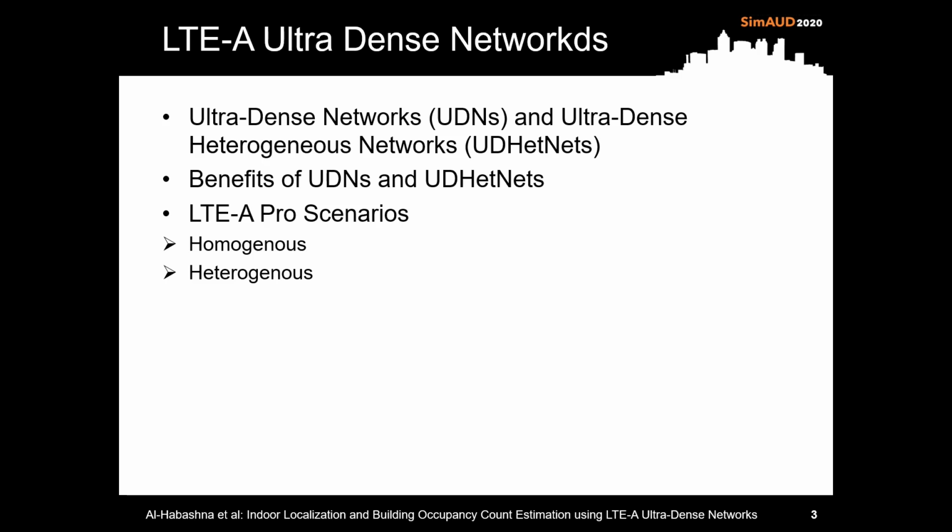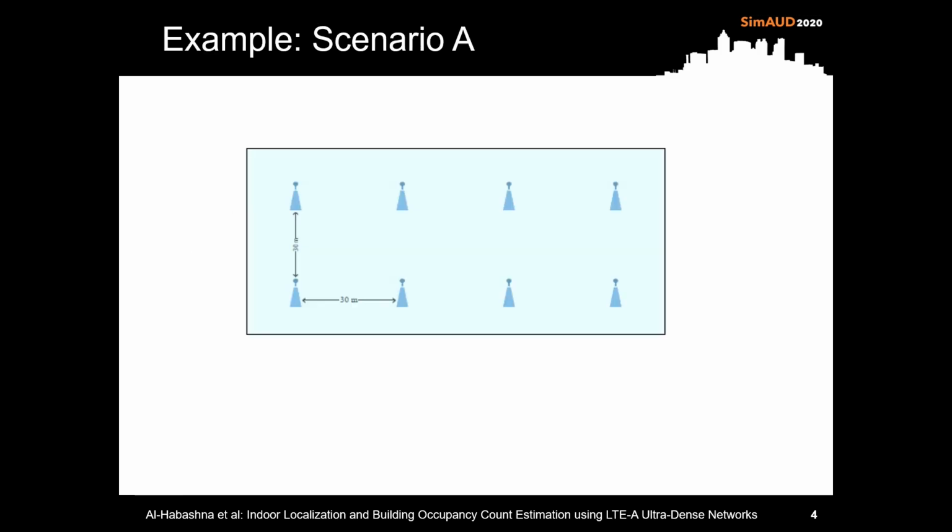These include scenarios for homogeneous ultra-dense networks where similar elements are employed, such as picocells, and also scenarios for heterogeneous networks where distinct or different types of cells coexist. We are interested in scenario A, shown here, because our work is focused on indoor localization and building occupancy count estimation. Each antenna shown here represents a picocell, and these antennas are separated by 30 meters.